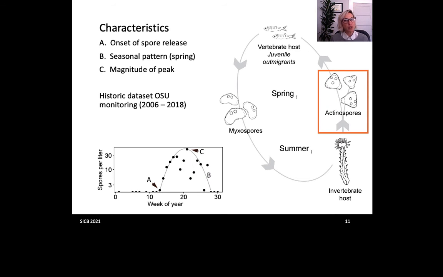Our model needed to capture these 3 main characteristics of spore density shown here. So you can see A, the timing of the initial release or onset of spores from the annelid host, B is the seasonal pattern of spore densities, and C is the peak magnitude, which is different year to year. Model development was really underpinned by data from long-term monitoring studies on the Klamath, which explore the biological and environmental components that affect spore density.